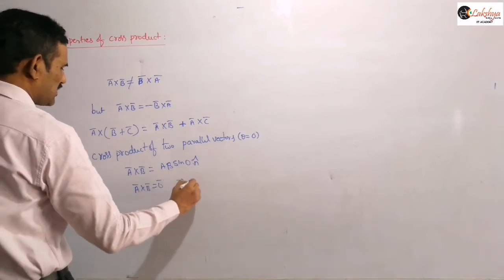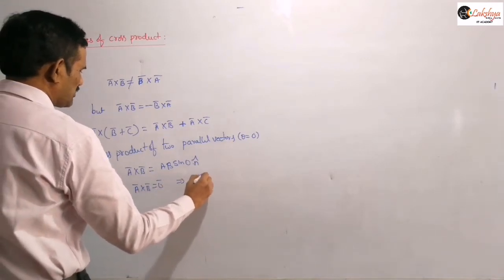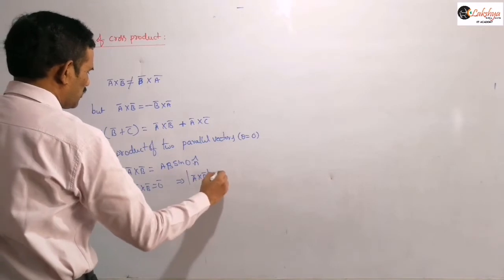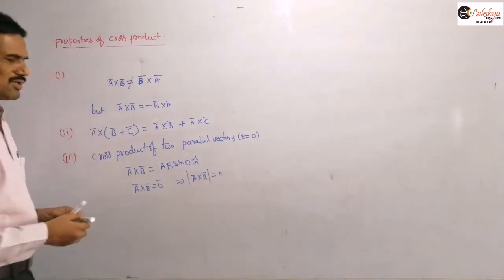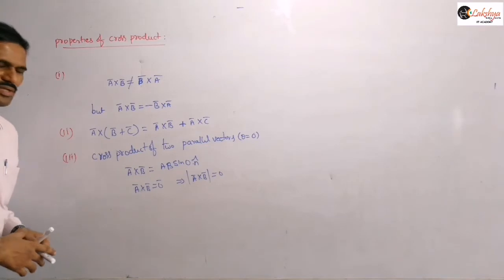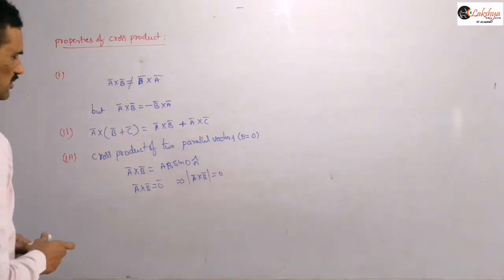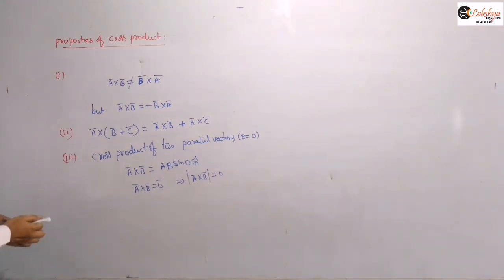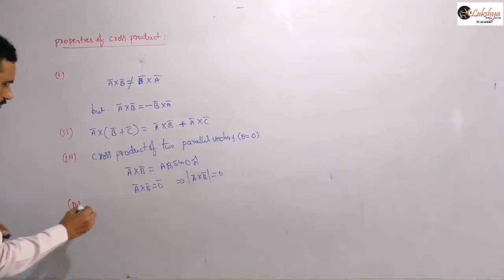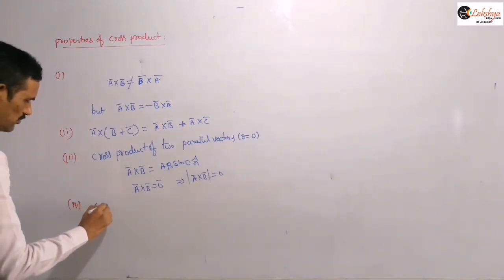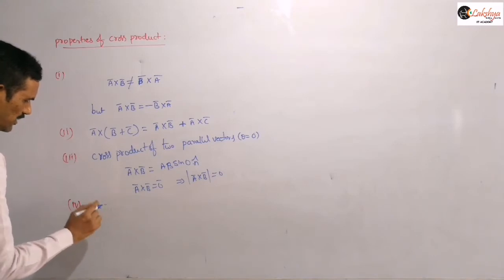Or you can write the mod of A bar cross B bar will be equal to 0. That means generally we talk about the magnitude only. So you can simply say that the magnitude of the cross product of those two vectors will be 0. And similarly, if the two vectors are anti-parallel to each other, suppose I am taking the cross product of two anti-parallel vectors.